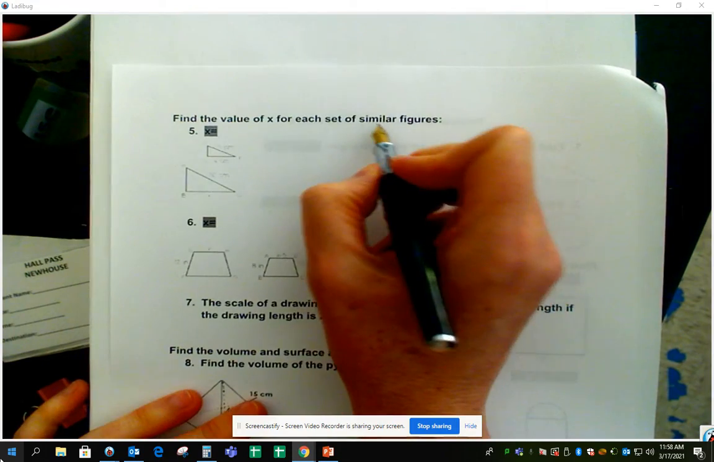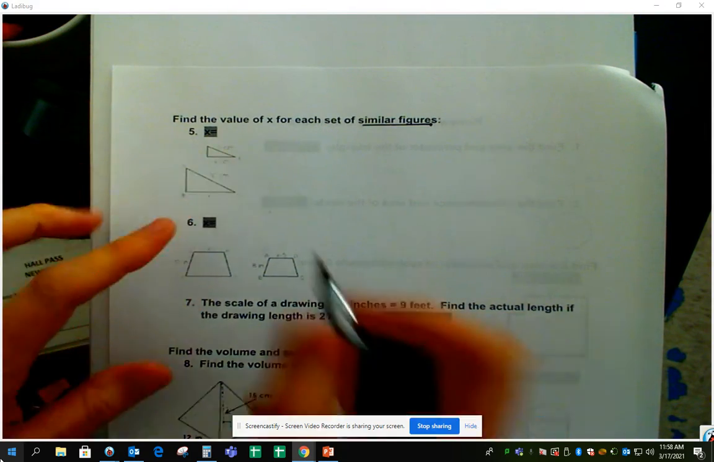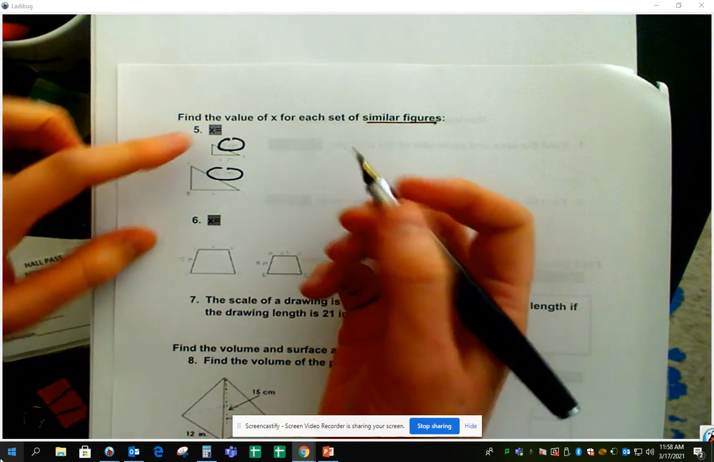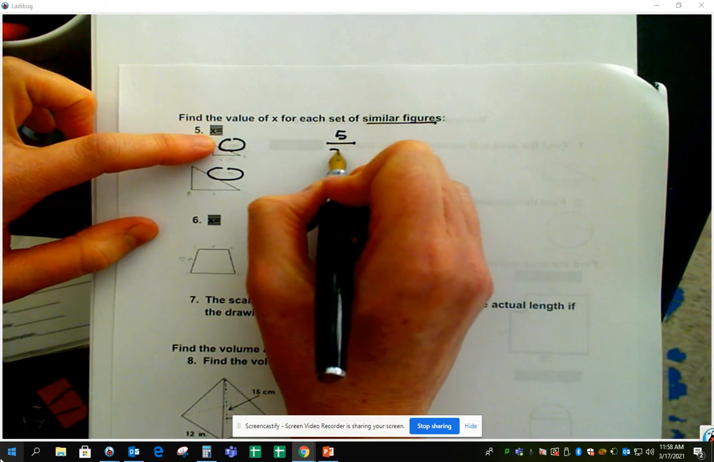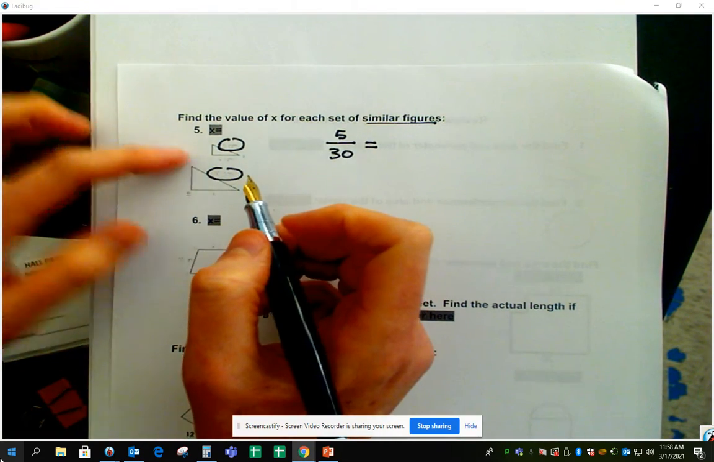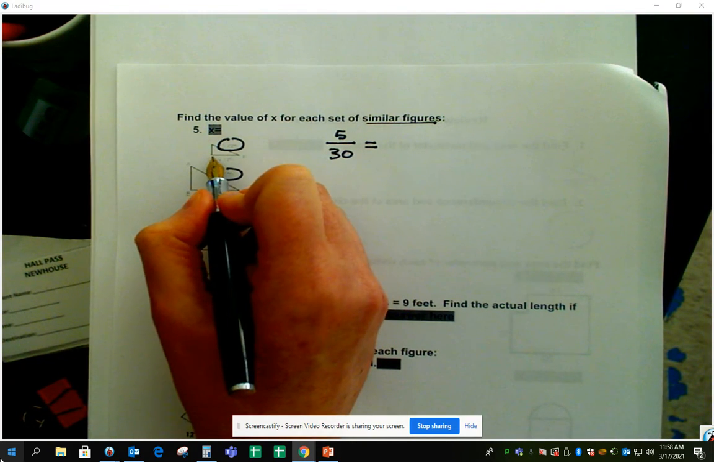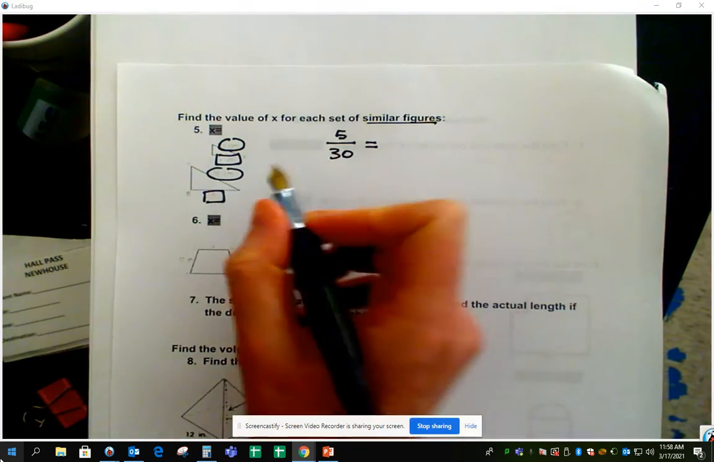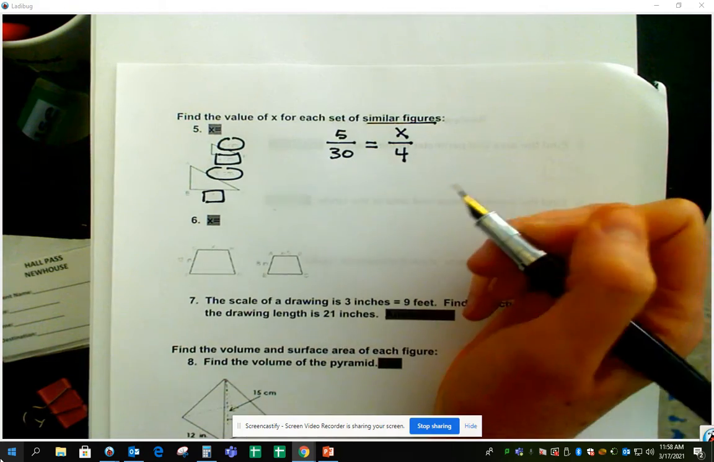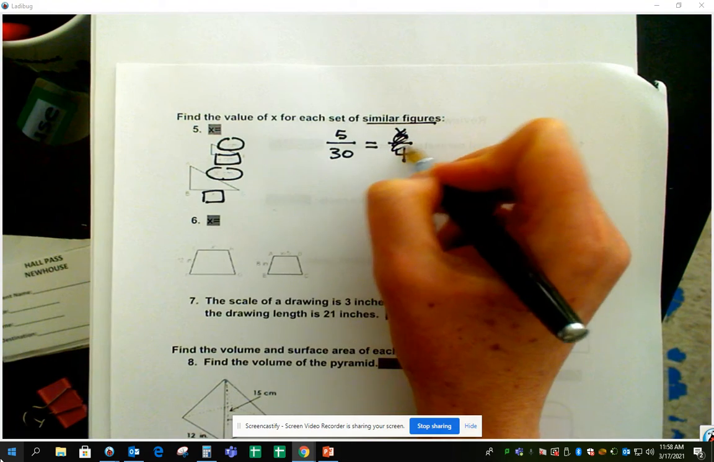This is similar figures. So remember, for similar figures, I'm going to match up the two sides. So here I've got 5 centimeters, and here I've got 30 centimeters. So I'm going to go 5 is to 30, and then I'm going to match up these other two. Sorry, these are hard to read on the printout, but you've got your digital copy. X and 4. So if I did 5 over 30, I need to do X over 4 here. Oops, I mixed it up. Sorry, this should be 4 over X.